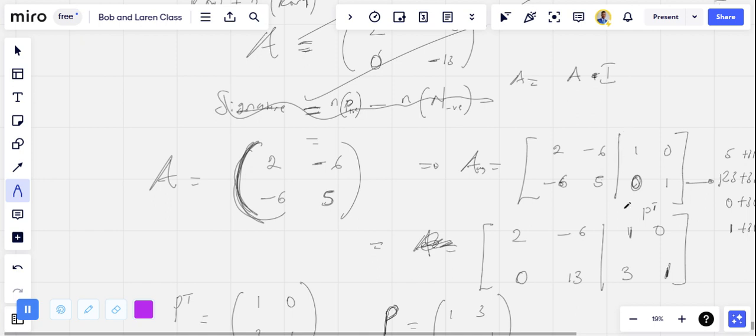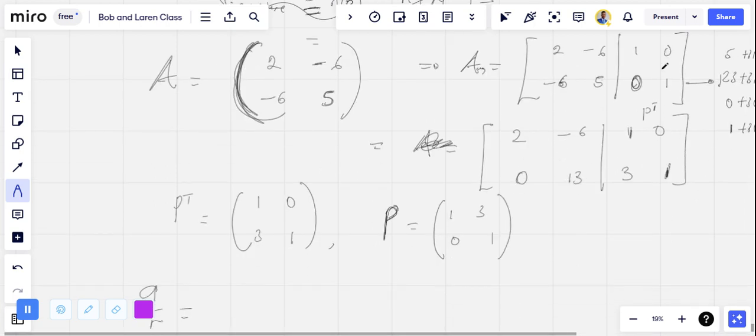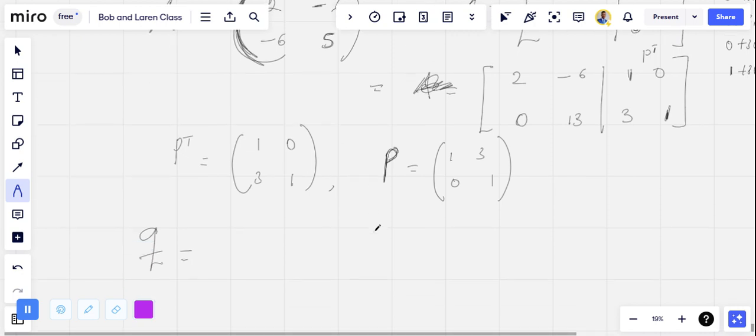I know what to do. Form an augmented matrix and make sure that you have this in row echelon form. That's just the difference. So when you have been able to do that, whatever you have on the right hand side there is your PT. So you can easily find your P.